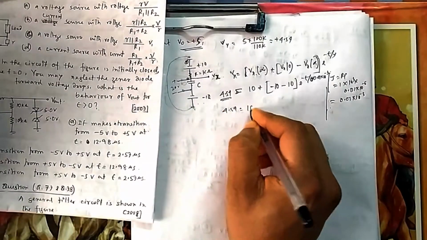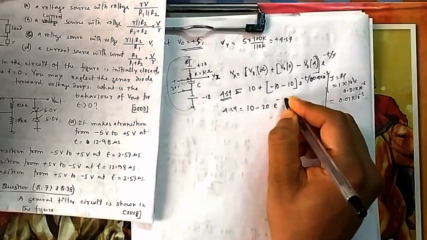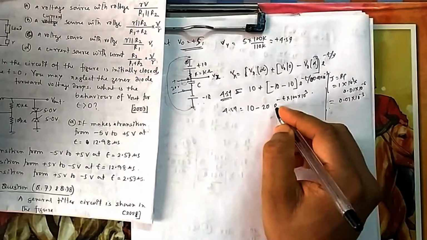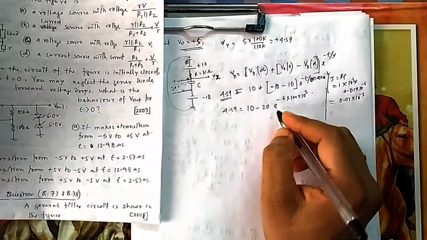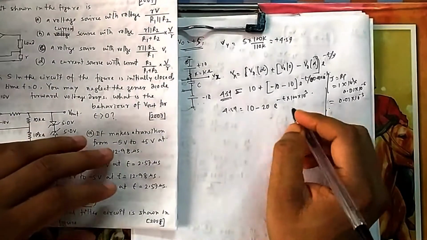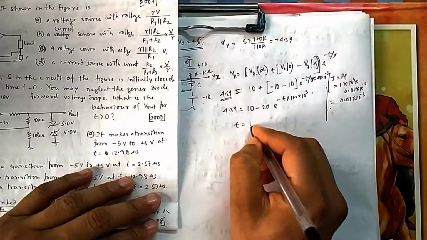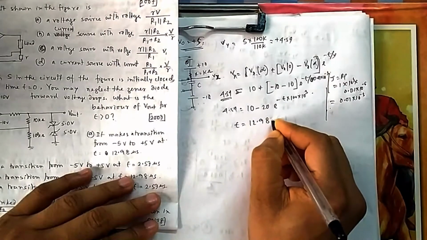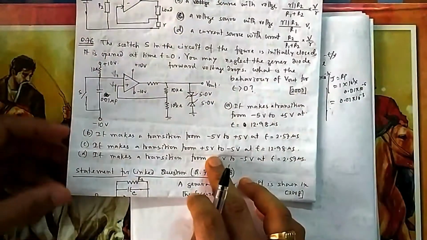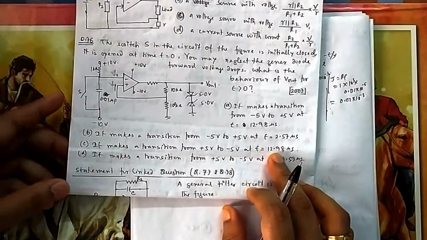It will be 10 minus 20 into e to the power minus t into 100, 10 to the power 3. You take 10 to that side, then divide by 20, then take ln to eliminate e, the natural log. Then finally you will get t equal to 12.98 microseconds. You can solve it easily. So that is it. It will transit from plus 5 to minus 5 at 12.98 microseconds.